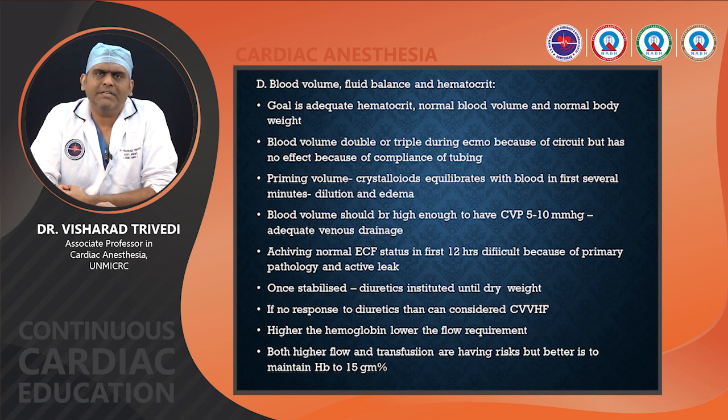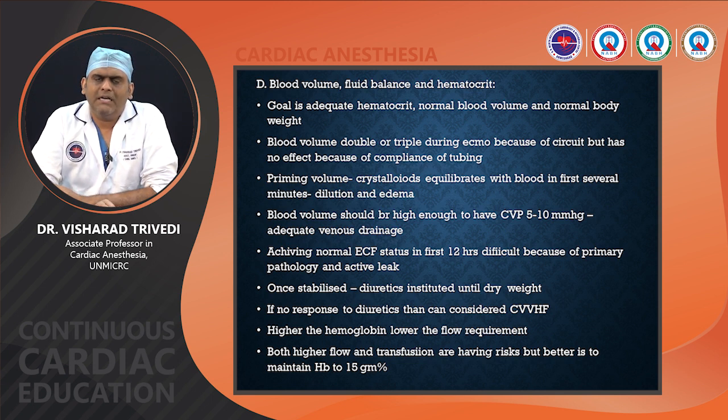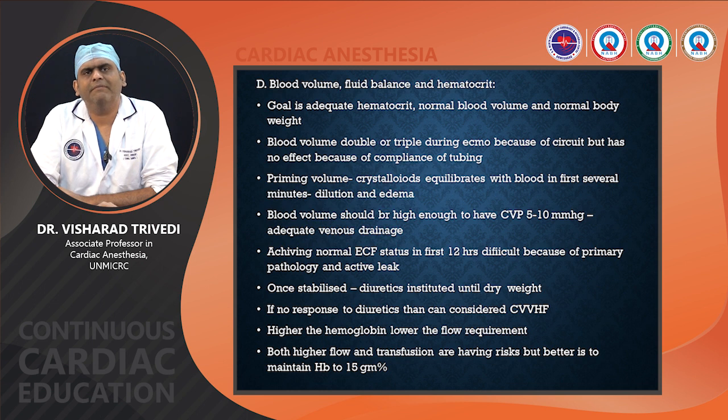Achieving normal ECF status in the first 12 hours is very difficult, but after that you have to maintain the normal ECF status. If the patient is not passing urine because of sepsis or any other reason, then you have to straight away go for veno-venous ultrafiltration, hemofiltration, just to maintain normal euvolemia. If you try to maintain the hemoglobin in a higher range, then your flow requirement should be low, so that the venous volume should be low, and that can also be tolerated very well by Veno Venous ECMO.